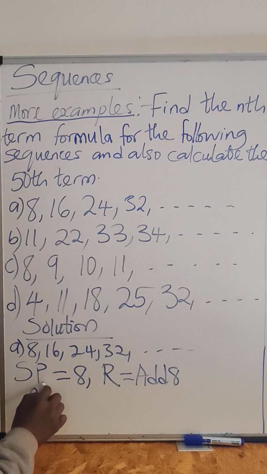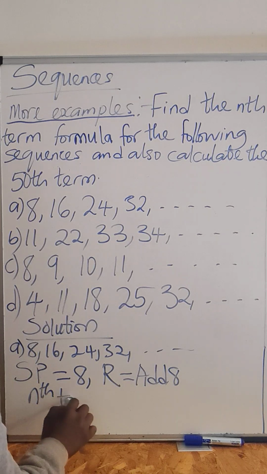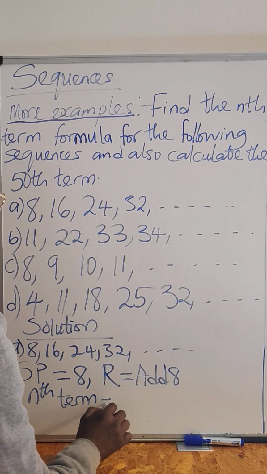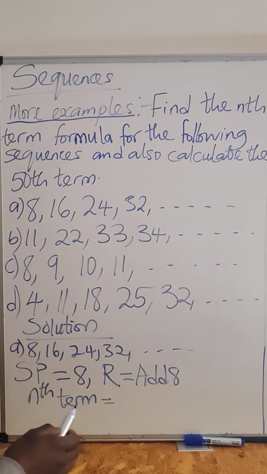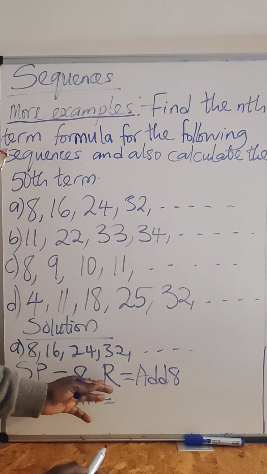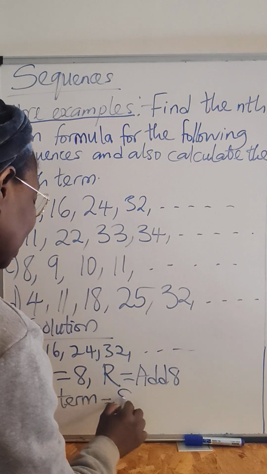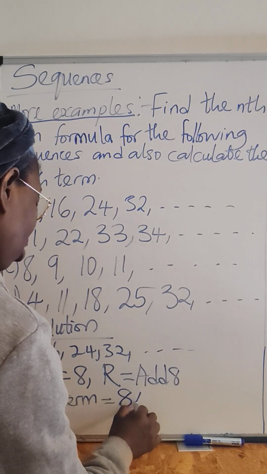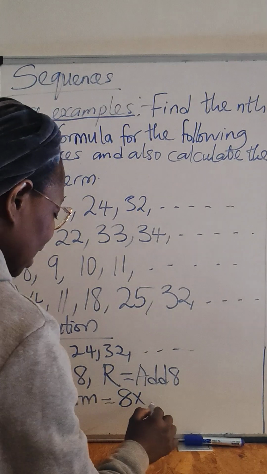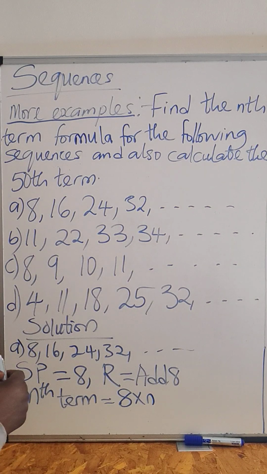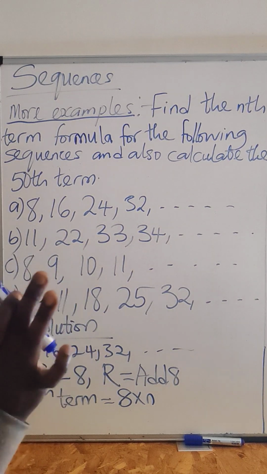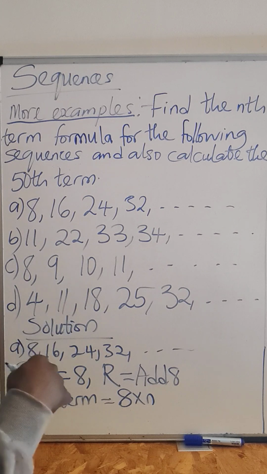And the nth term formula for this sequence is, I told us to get the nth term, we're going to write the rule. The rule is 8. We multiply the rule by n.